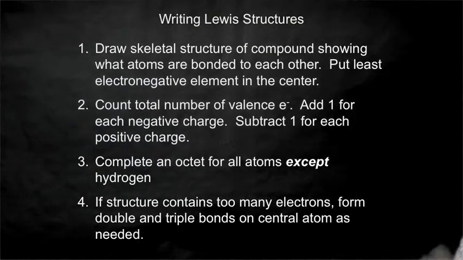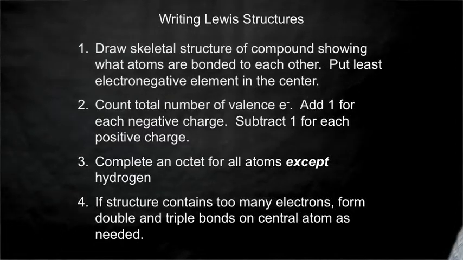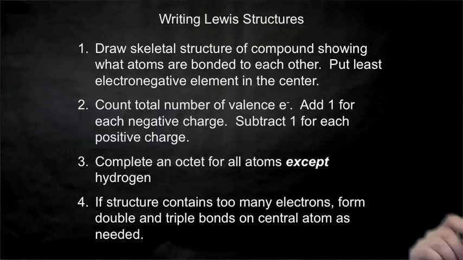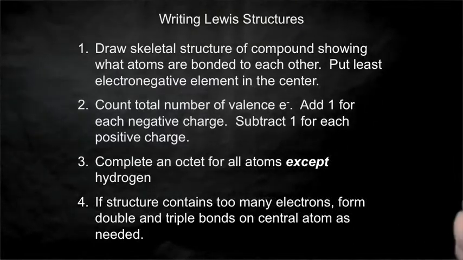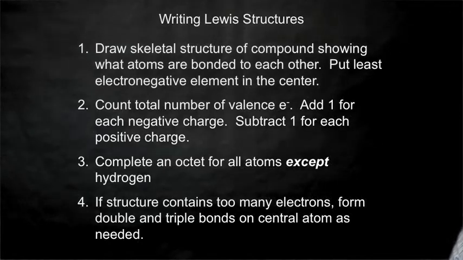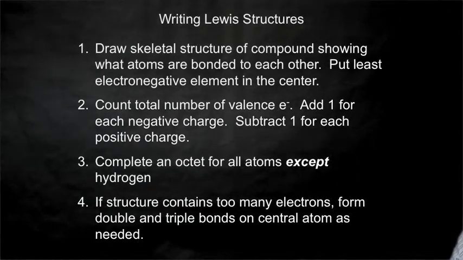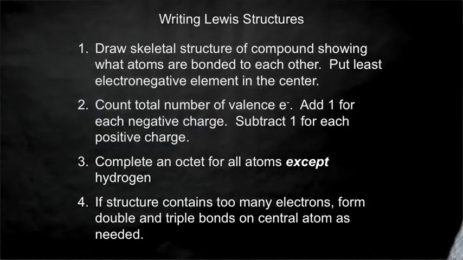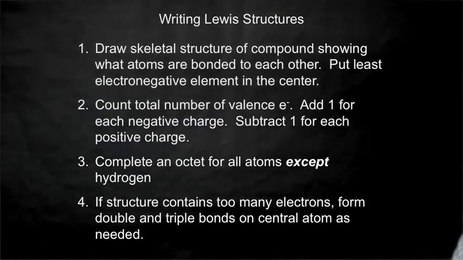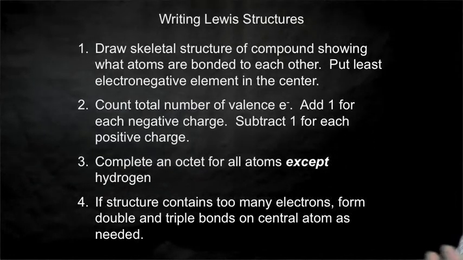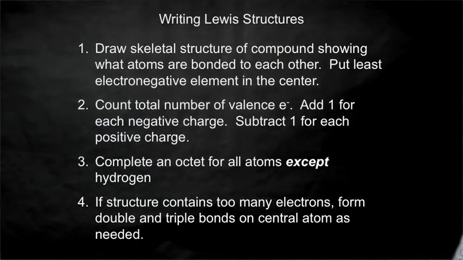And then we're going to complete the octet for all atoms except that of hydrogen. Right? So we're going to form bonds between that central atom and those other atoms. That's going to count each bond, remember, as 2 electrons. And then we're going to fill the octet, so make sure that everyone has 8. At that point, we're going to look at that structure and make sure that the total number of valence electrons equal the number of electrons that we're showing.